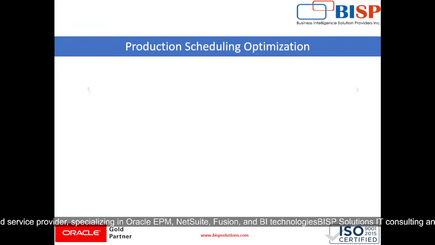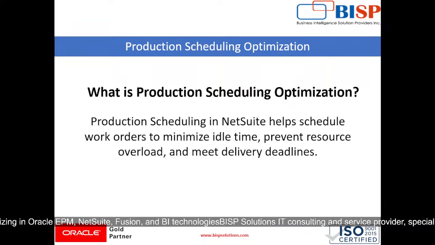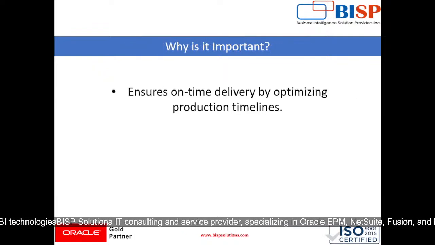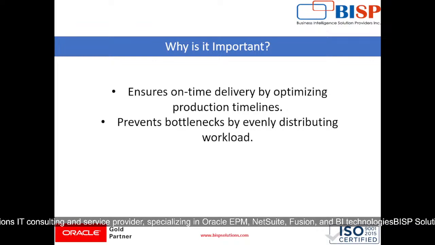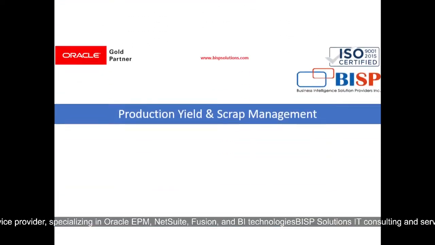So after that, production scheduling optimization. So what is production scheduling optimization? In NetSuite, it helps schedule work orders to minimize idle time, prevent resource overload, and meet delivery deadlines. Why is it important? Because it ensures on-time delivery by optimizing production timelines. It prevents bottlenecks by evenly distributing workload, and it maximizes machine and labor utilization also.